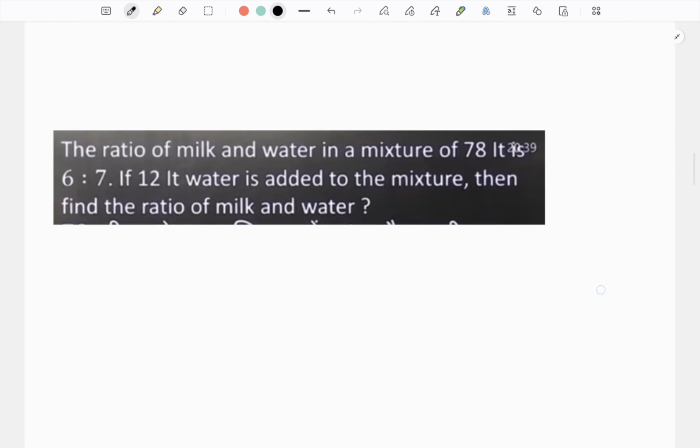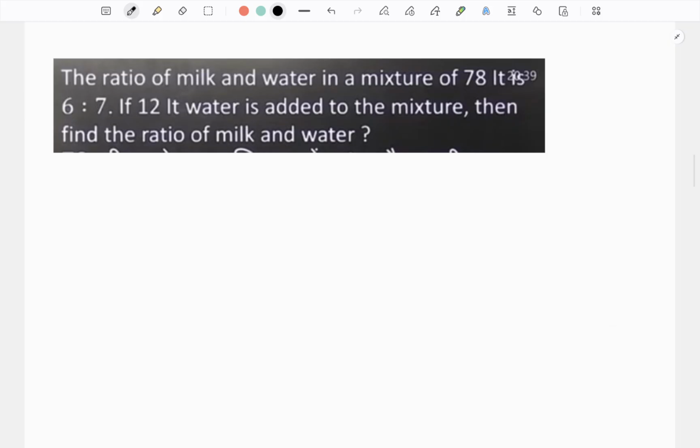Next question. The ratio of milk and water in a mixture of 78 liters is 6:7.